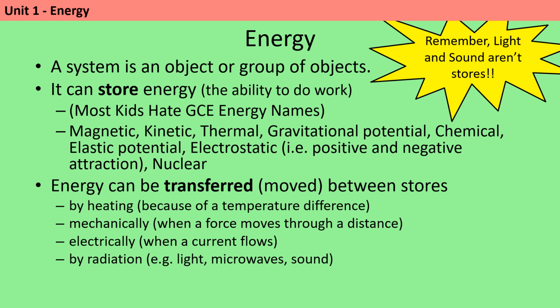The first topic in physics paper 1, and it is a major topic, is energy. We start off talking about systems, which is just another name for an object or a group of objects. But systems can store energy in a number of different forms.